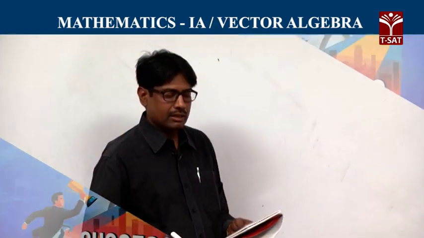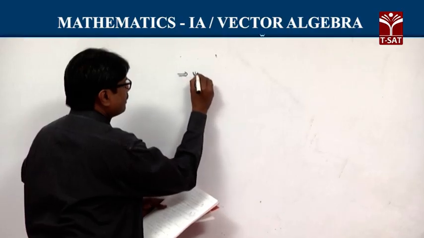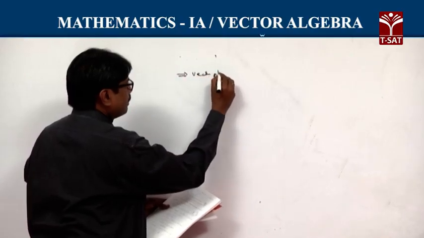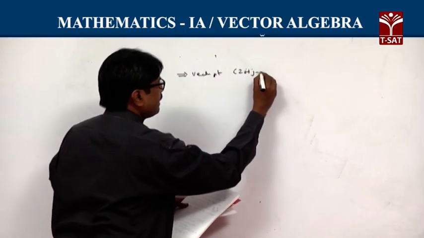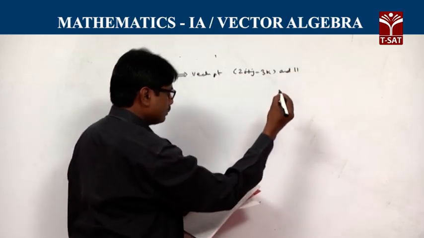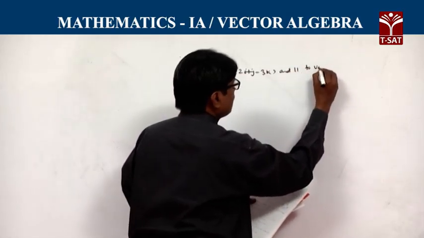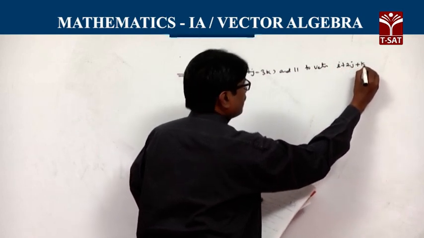Find the vector equation of the line passing through a vector point 2i bar plus j bar minus 3k bar and parallel to the vector i bar plus 2j bar plus k bar.